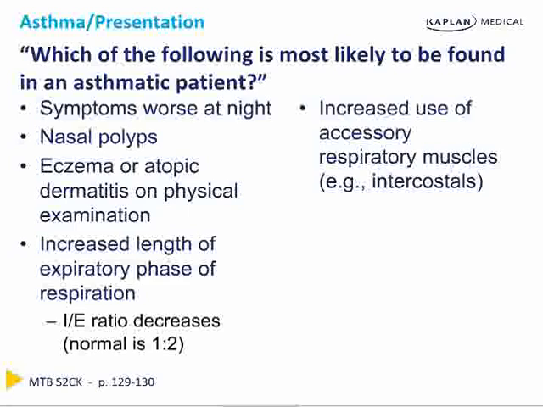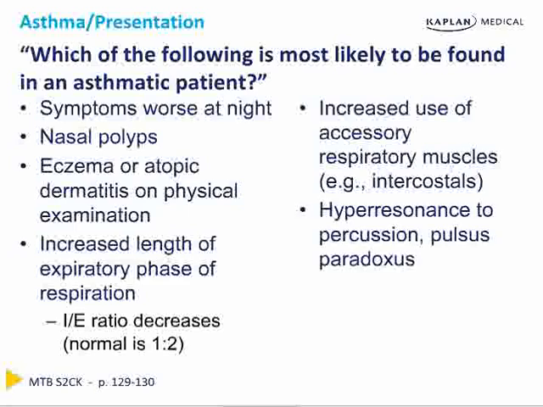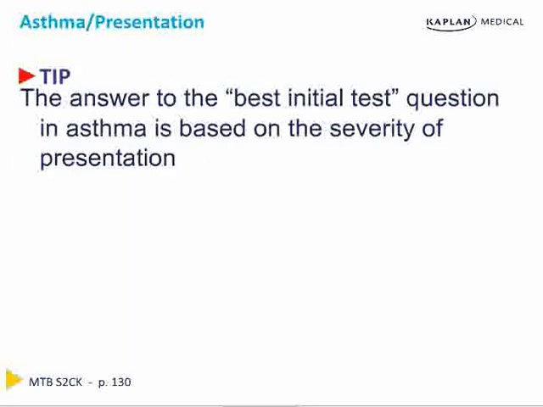Increased use of accessory respiratory muscles, such as the intercostals, hyperresonance to percussion, or sometimes even a pulsus paradoxus can be seen on physical exam. Sometimes on Step 2, the presentation of the patient may be quite obvious and may be classic for an asthma exacerbation. However, they may ask you what the best initial test is that you should perform.